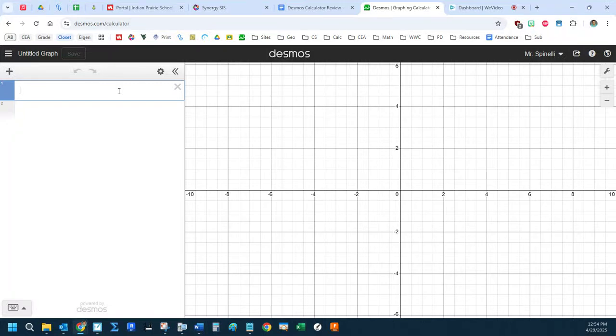Tips and tricks for using Desmos for the AP Calc exam. I'm going to be more focused on AB than BC, but this should translate nicely for you BC people if you haven't figured these things out.